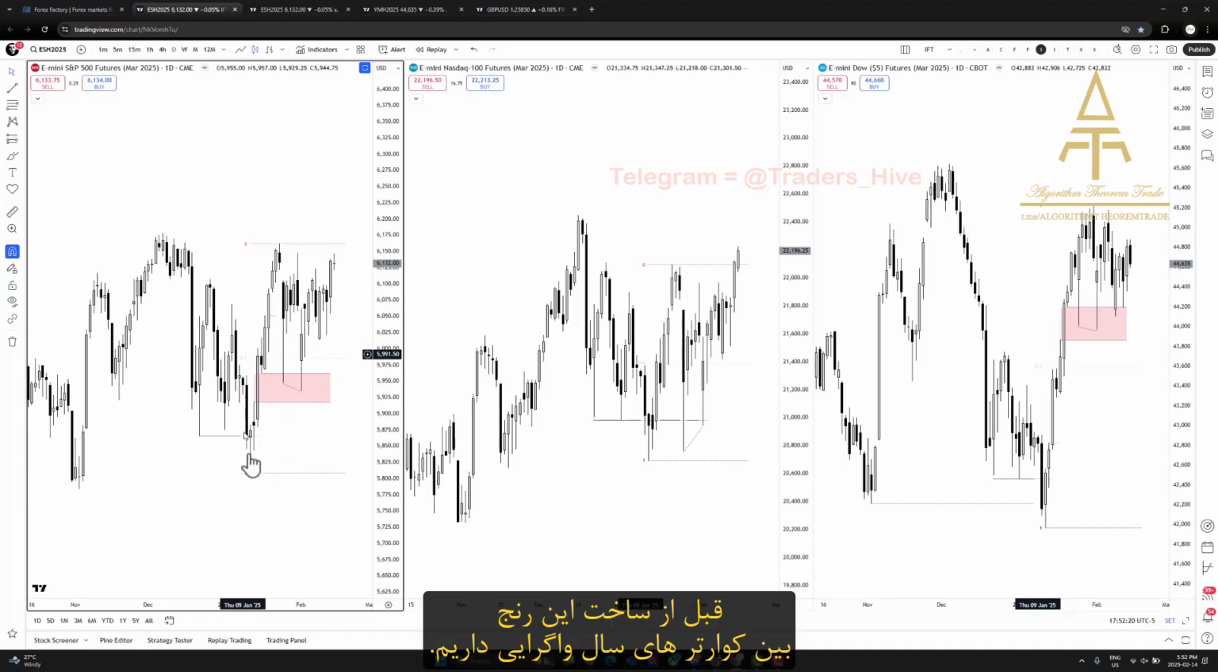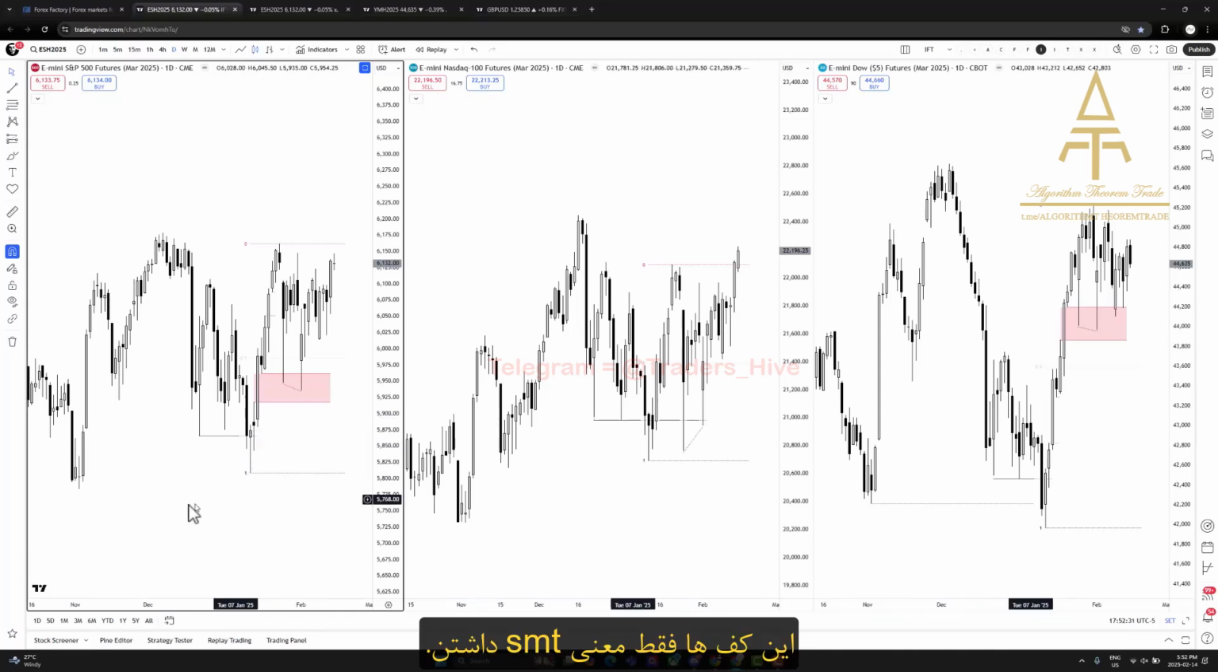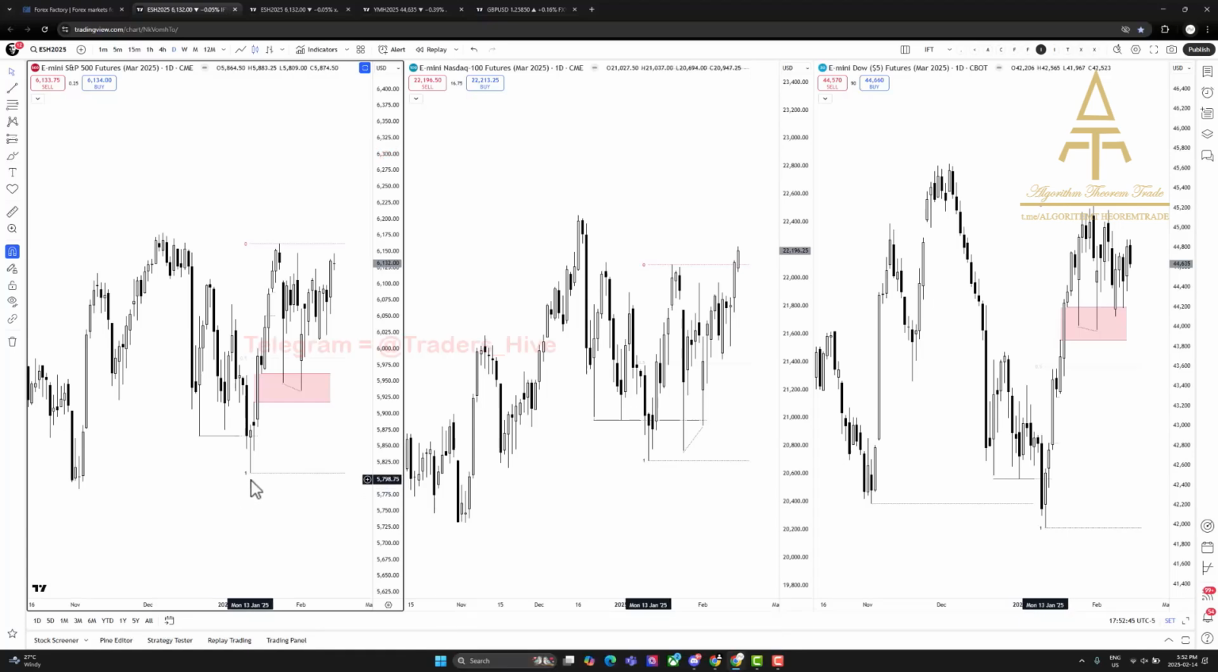Before this range was formed, we had sequential SMT between the quarters of the year, right? And we've said this before, on the formation of this candle, these sequential SMT basically don't need anything else but just that SMT. Once the sequence is right and you are above the weekly cycle, then I don't want to sound cocky or anything, but it's almost impossible for it to be wrong, right?